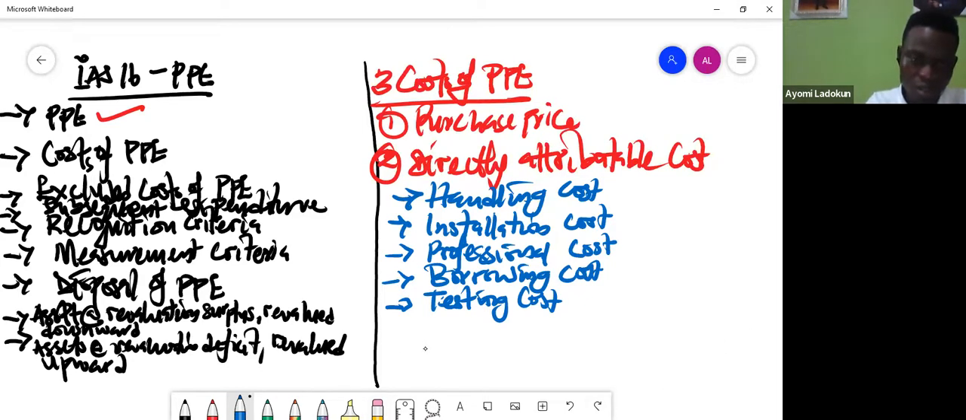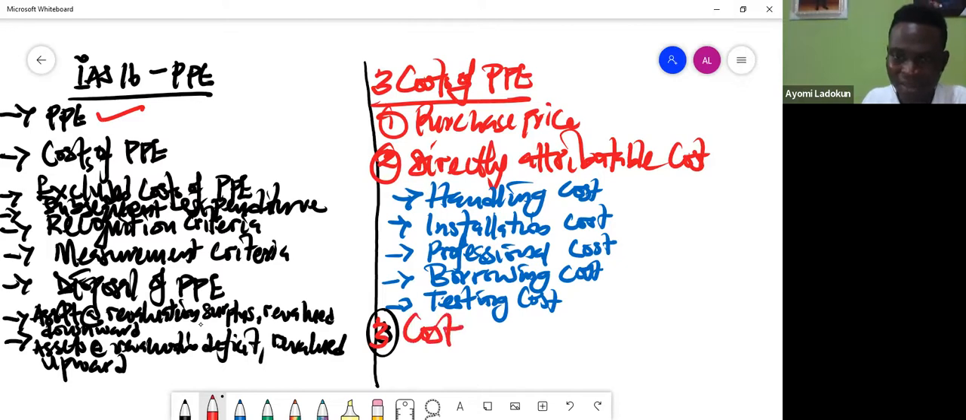Meanwhile, after the asset is ready for its intended use or sale, any other cost is to be expensed, okay? For example, you are now going to buy subsequent diesel or change the oil and all of that, then it's going to be expensed. Then number three, why am I using black? It should have been red, okay? Number 3, so I change it to red, okay?